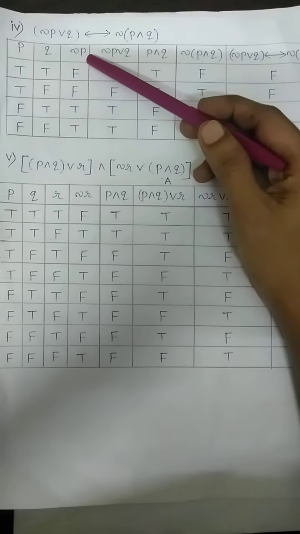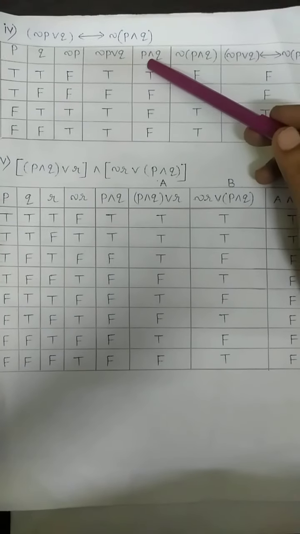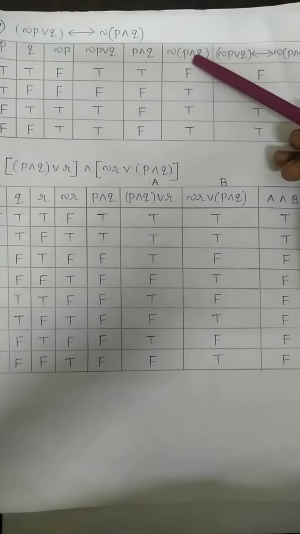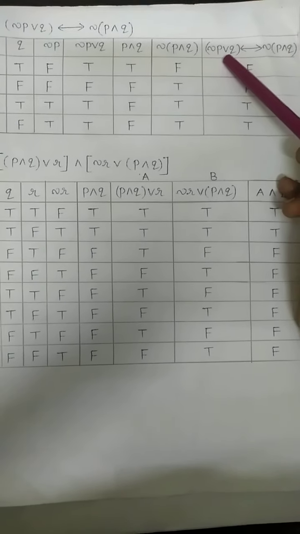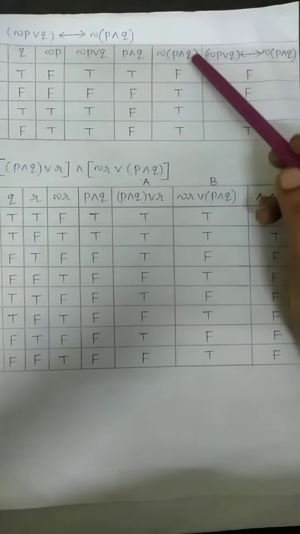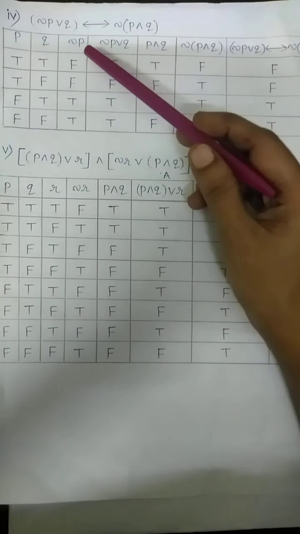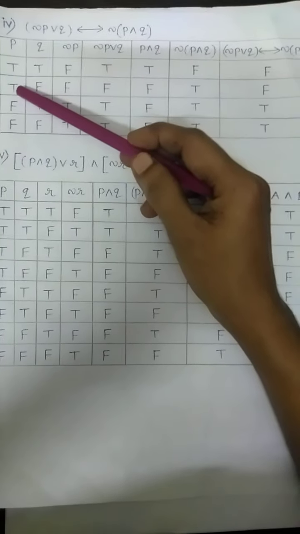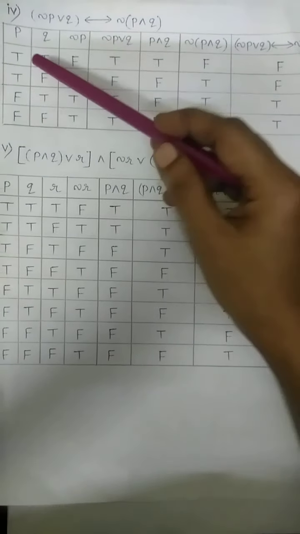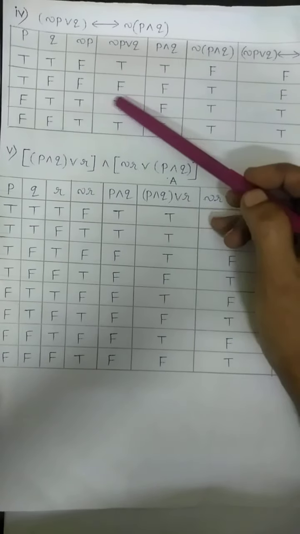Now we require negation of P, then negation of P or Q, then P and Q, then negation of this column, that is negation of P and Q, and then our entire statement, that is this column double implies this column. So here P and Q column will be fixed. Negation of P means T will become F, F will become T. Then negation of P or Q, any one is true then answer is true, otherwise answer is false.